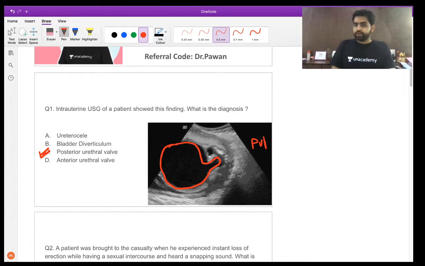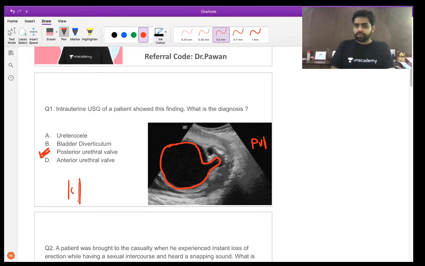Okay, so please understand this. Posterior urethral valve is a congenital anomaly which presents in the intrauterine period. And if you do an intrauterine USG in these patients, you see a characteristic keyhole appearance. Now, what is the posterior urethral valve? What is a valve? A valve is something which allows the flow of substances only in one direction.